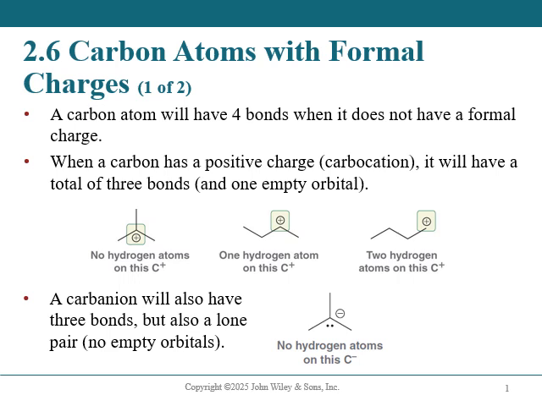A carbon atom will have 4 bonds when it does not have a formal charge. However, in some cases, carbon may have a positive or a negative charge. When it has a positive charge, also known as a carbocation, it will have a total of 3 bonds.